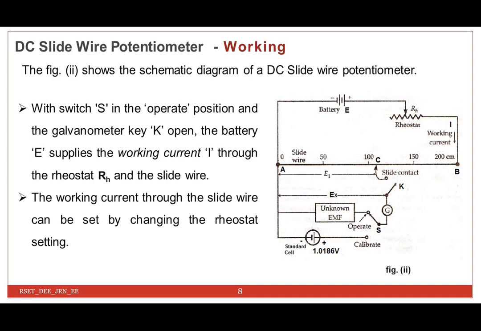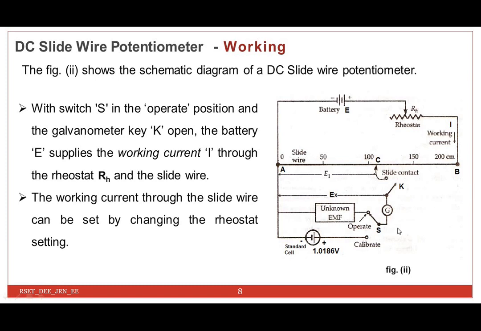Actually, when we are working with the DC slide wire potentiometer, two steps are there. One, when the switch is put into the calibrate position, it will be calibrated, and when it is used for measurement purposes, the switch S has to be kept in the operate position. So, the figure shows the schematic diagram of a DC slide wire potentiometer.